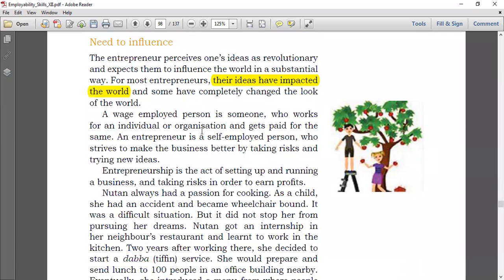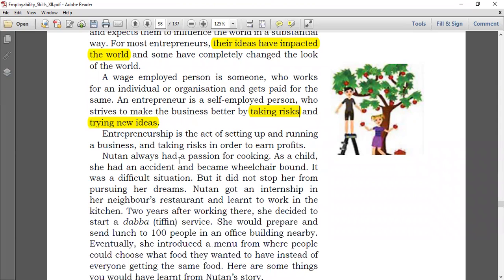As a waged employee, a person is someone who works for an individual organization and gets paid for the same. And the entrepreneur is a self-employed person who strives to make business better by taking risk and trying new ideas. So creating new ideas is very important, because if you are a good entrepreneur, whatever risk you're taking, whatever ideas you're creating, those ideas are going to transform into various ways, right? So your business will grow in that case.